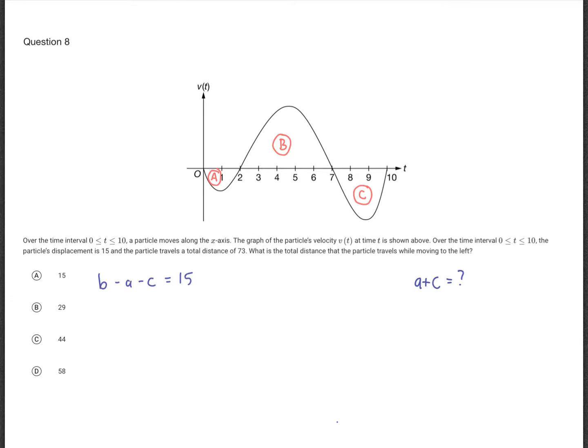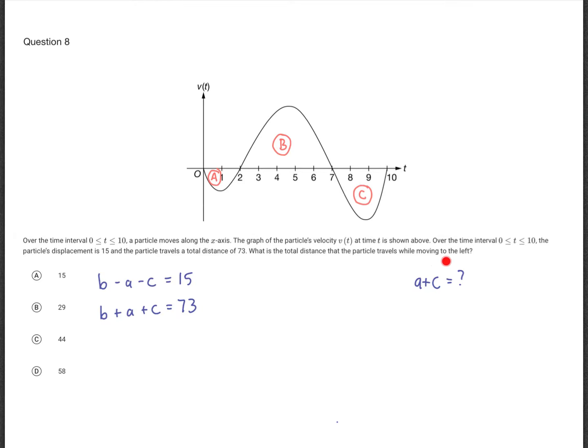And then we know that, I'm going to write it this way, b plus a plus c is 73. Okay, total distance traveled is just the absolute values of all these areas. So it's just positive a plus positive b plus positive c, and that's 73. This will be the distance it moves to the left, to the right, and back to the left. But the absolute value is the total distance it actually travels along that path.